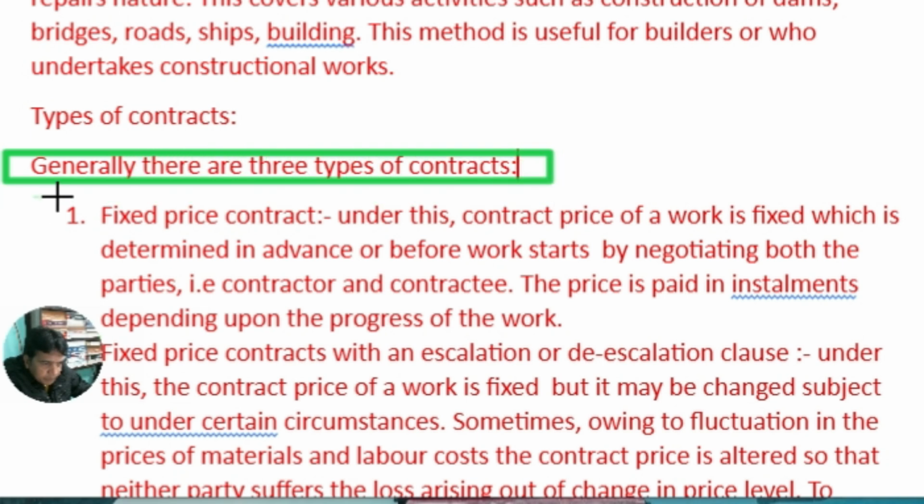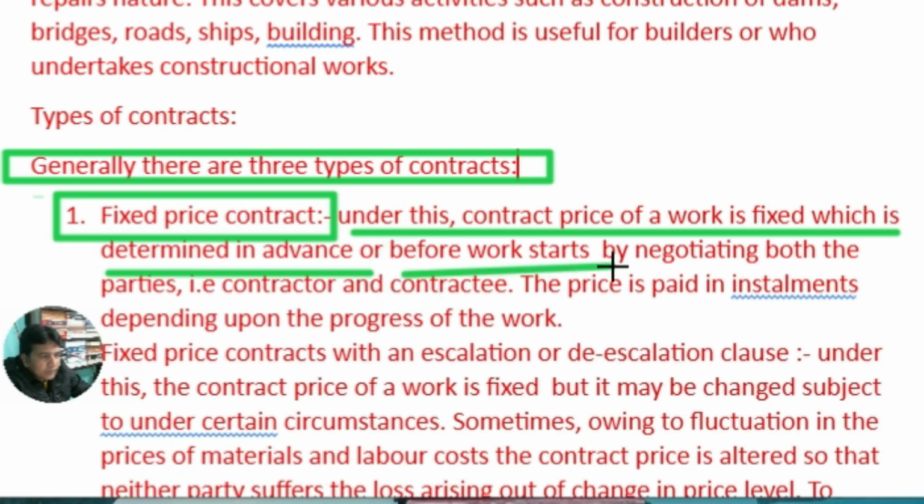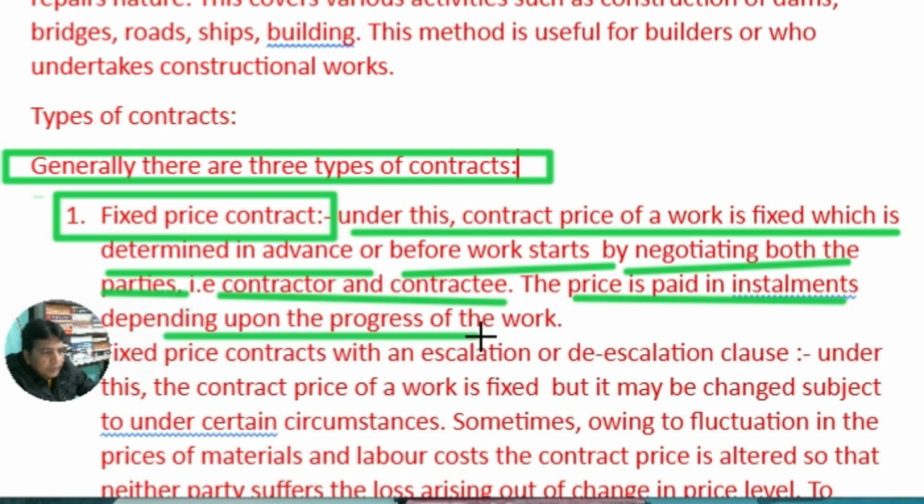The first method is the fixed price contract. Under this contract, the price of the work is fixed, determined in advance, before the work starts, by negotiation between both the parties, that is the contractor and the contractee. The price is paid in installments depending upon the progress of work.